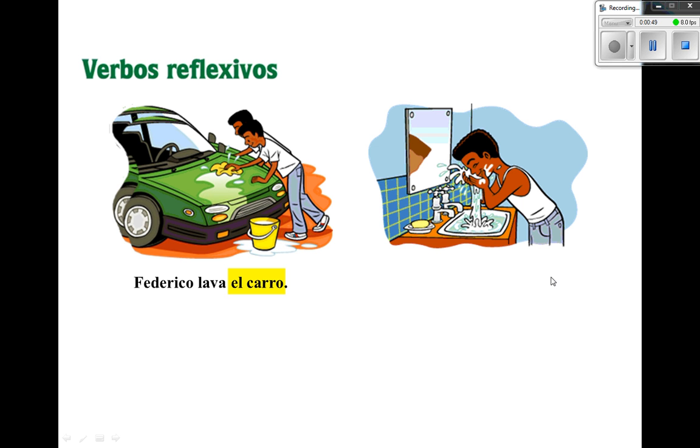Take a look at the right-hand side. Federico is now washing himself. Federico se lava. We're still conjugating the verb lavar to agree with the subject, but take a look at this. That se shows that Federico is doing the action to himself. Federico se lava.